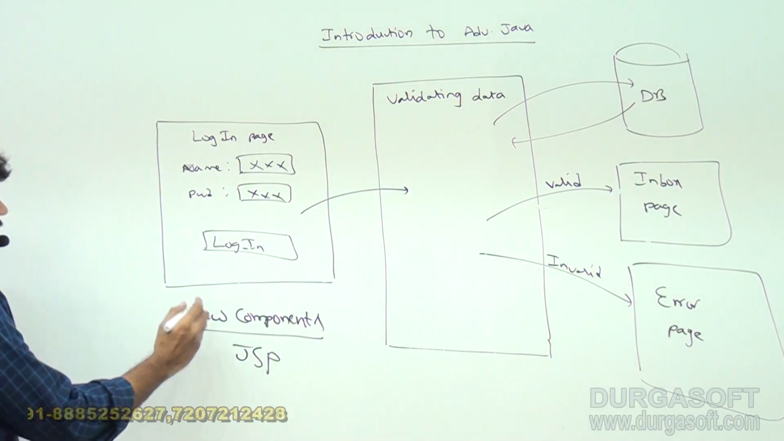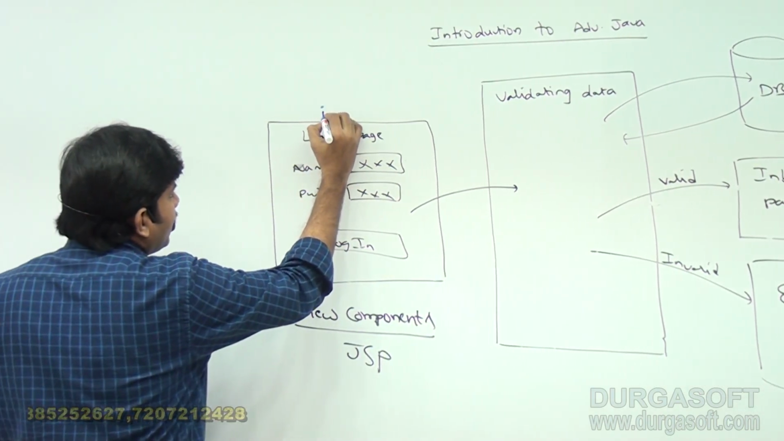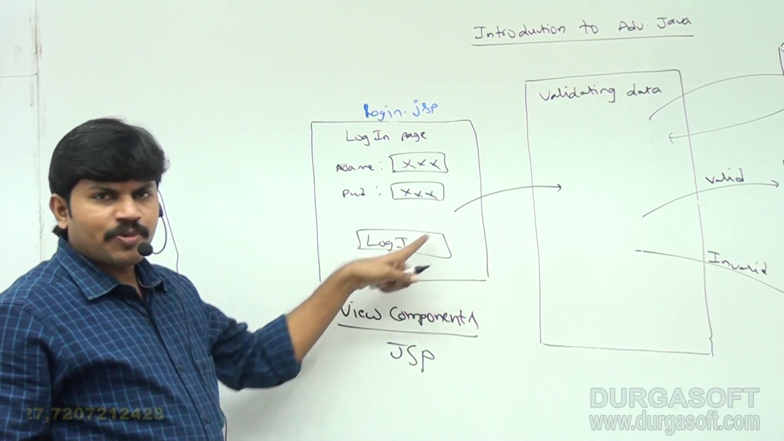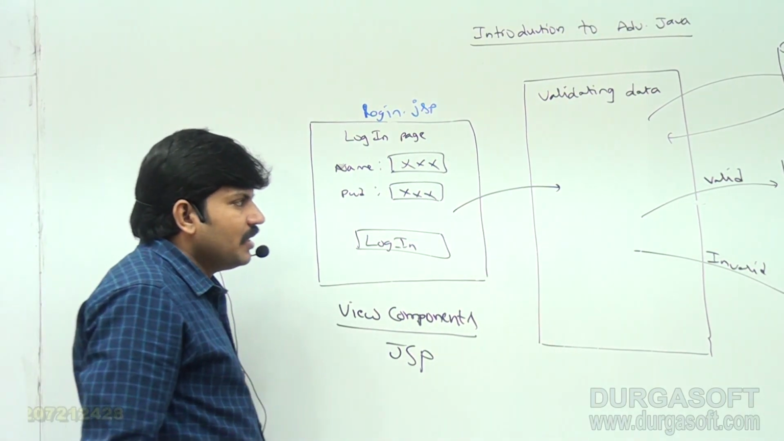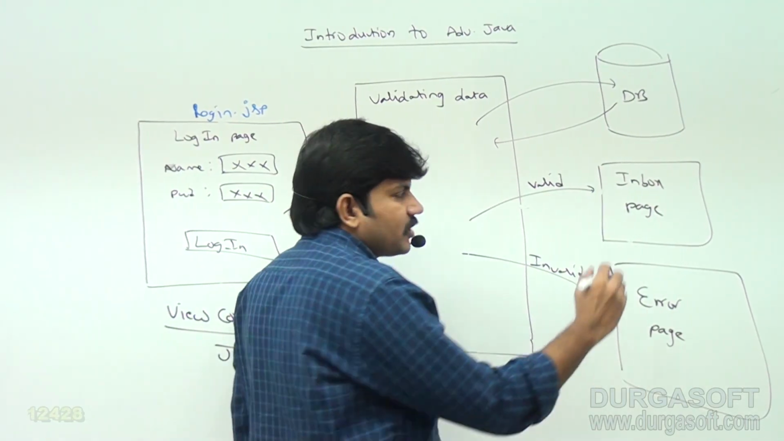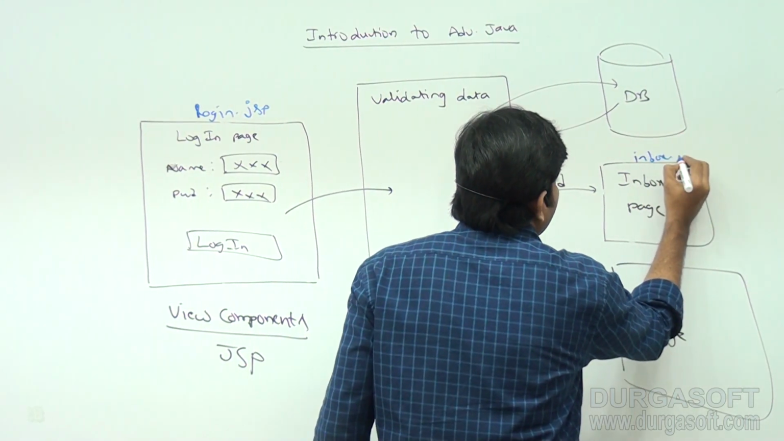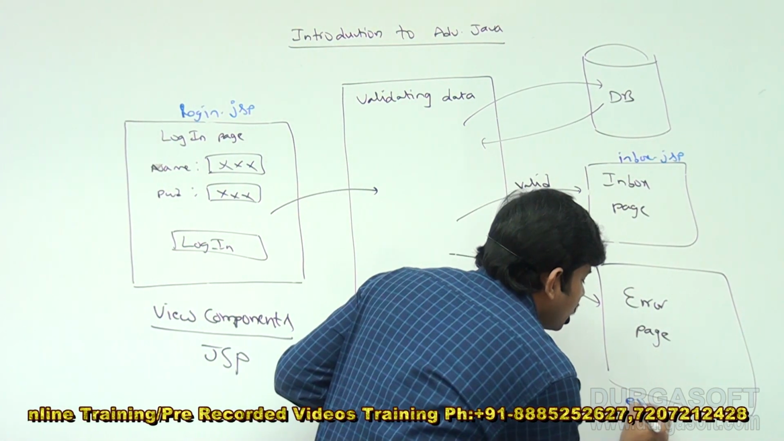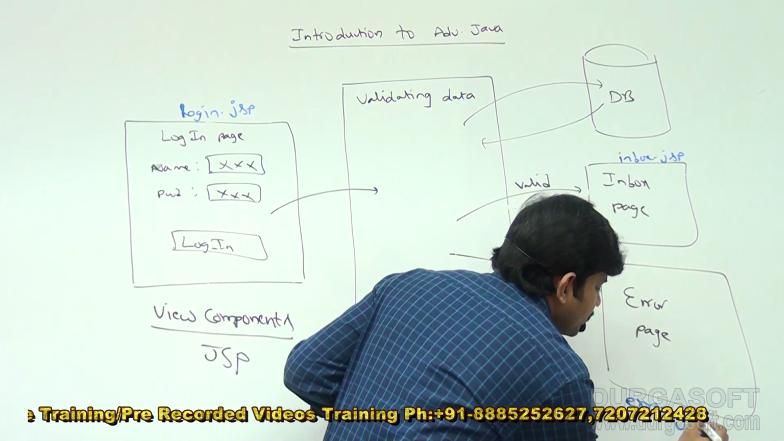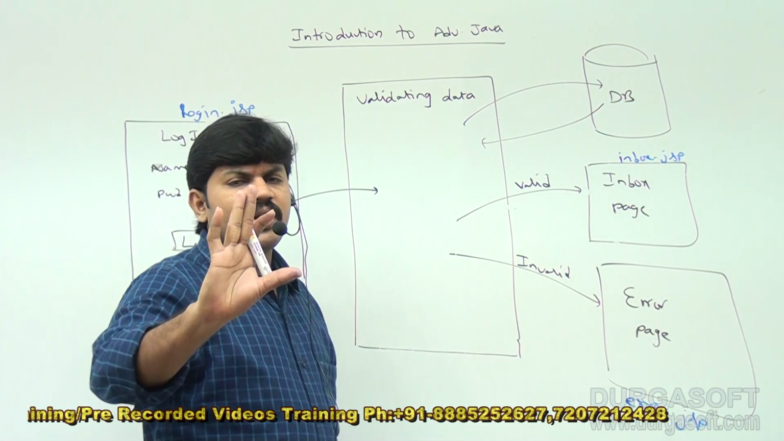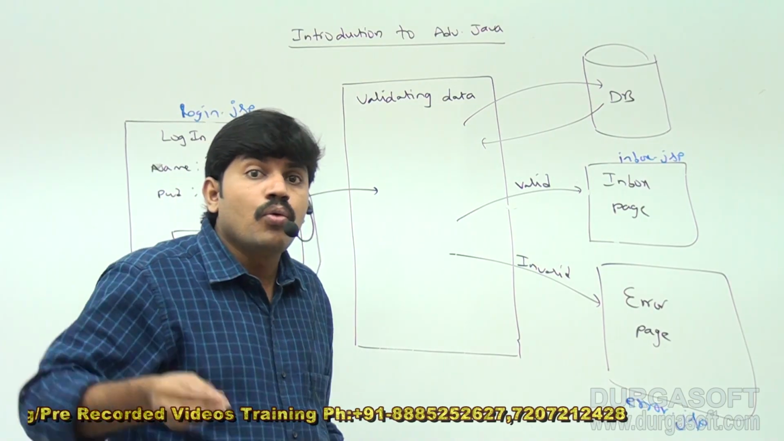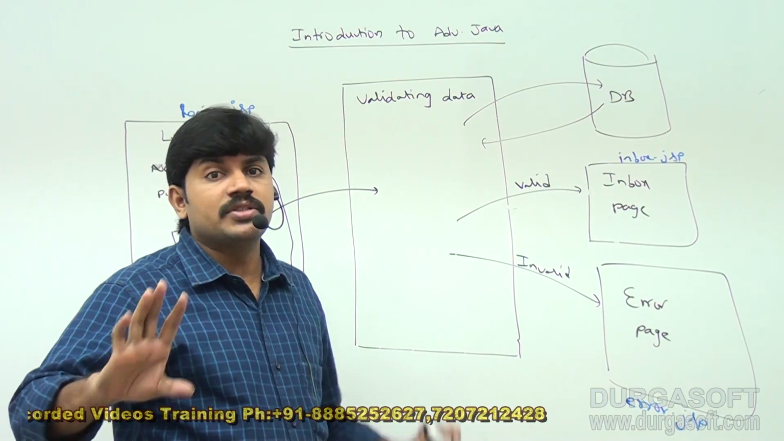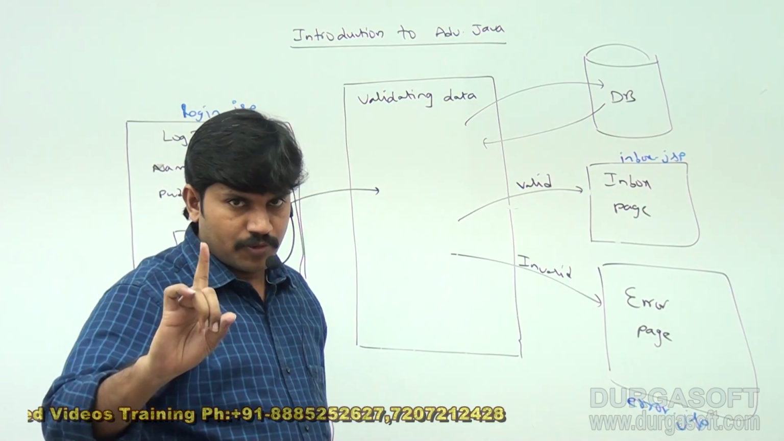Now let me take this is login.jsp. It is a JSP component, sir. Login.jsp. Next, inbox page. That's why inbox.jsp. And this one, error pages, are error.jsp. So, in the web application, what is the role of JSP? JSP is meant for presentation logic, view components. Clear up to this, right?